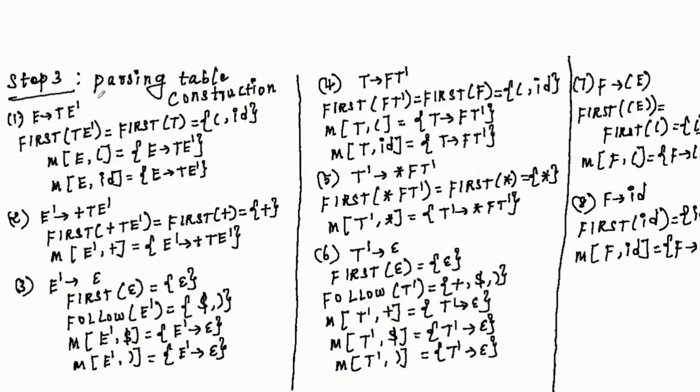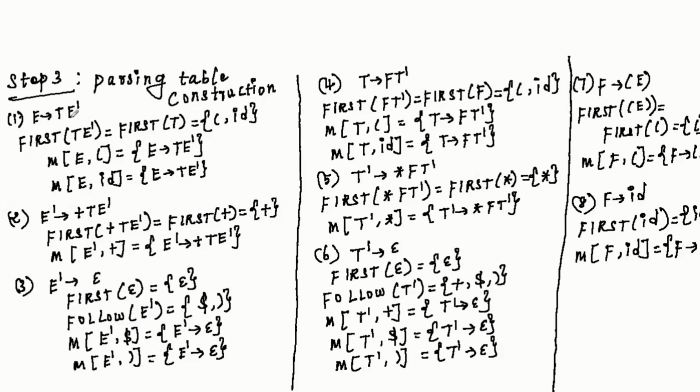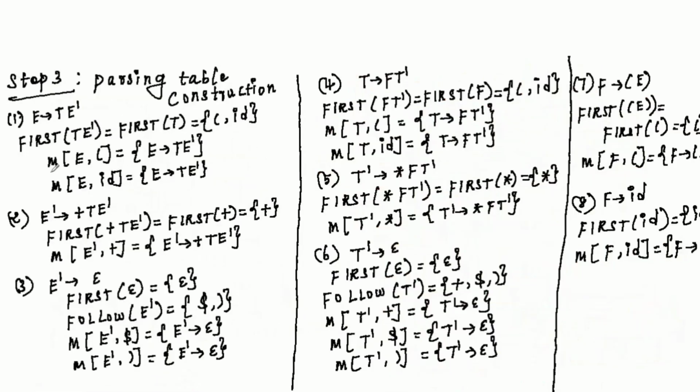Now consider the parsing table. In the left recursion production, E tends to TE dash. Here you write E tends to TE dash. First of TE dash: first of production, first symbol T. First of T means open bracket, ID. As per the algorithm, M of non-terminal symbol capital E, comma, open bracket, non-terminal symbol capital E, comma, ID. Then write the production E tends to TE dash.